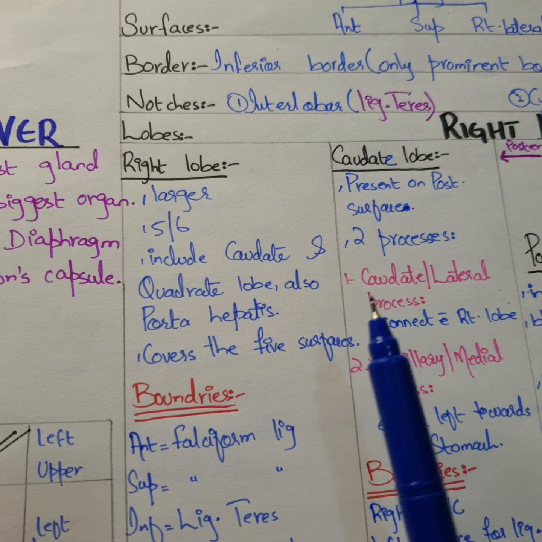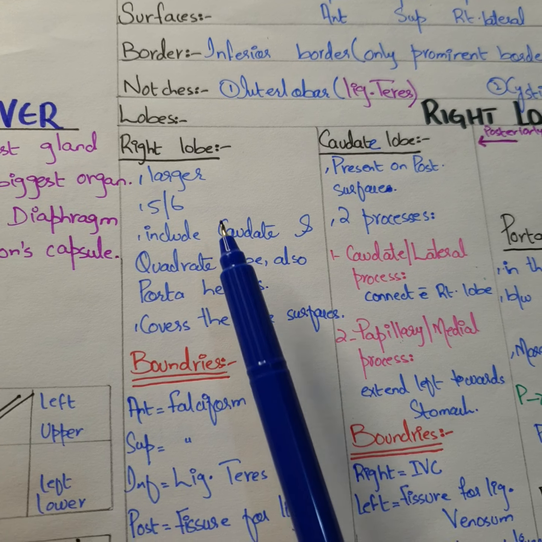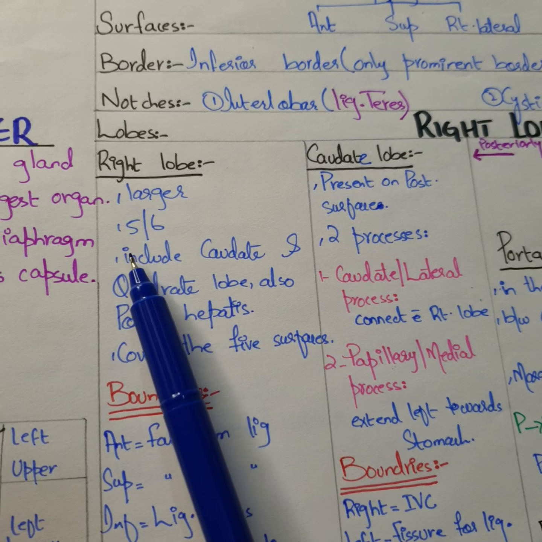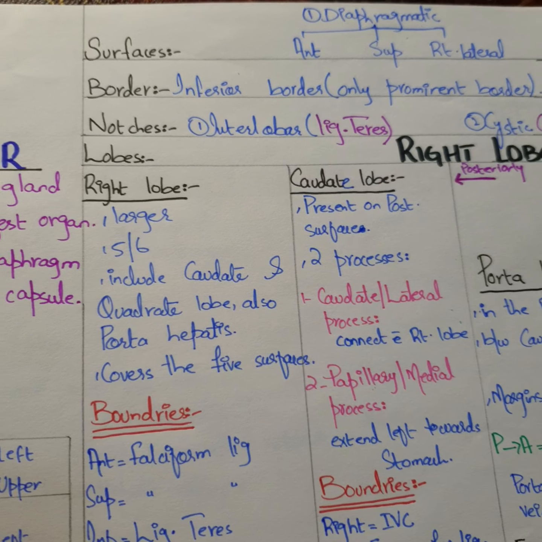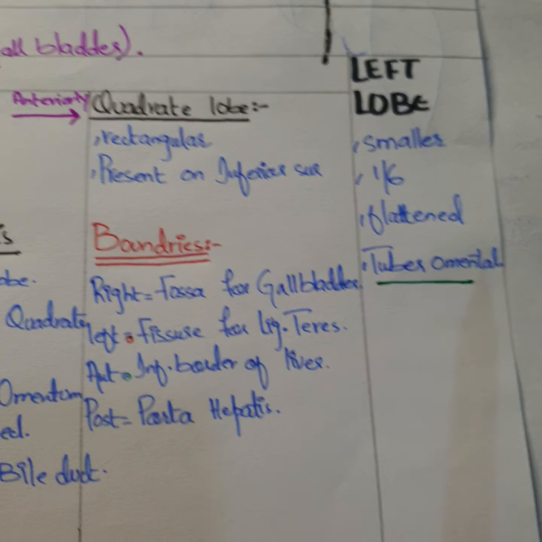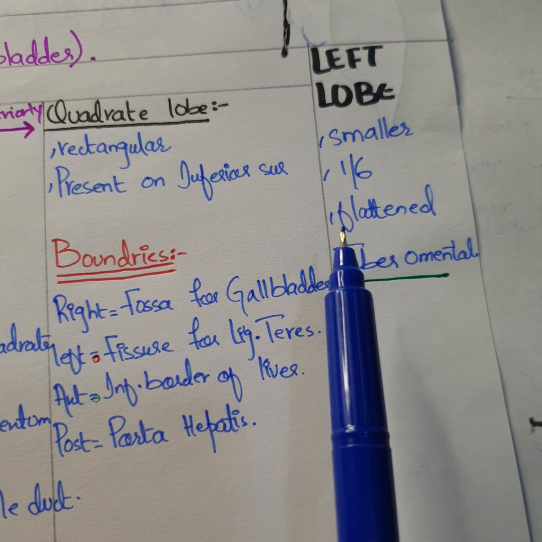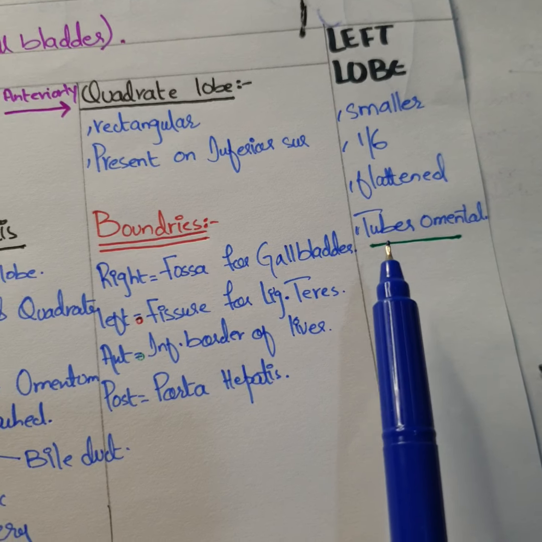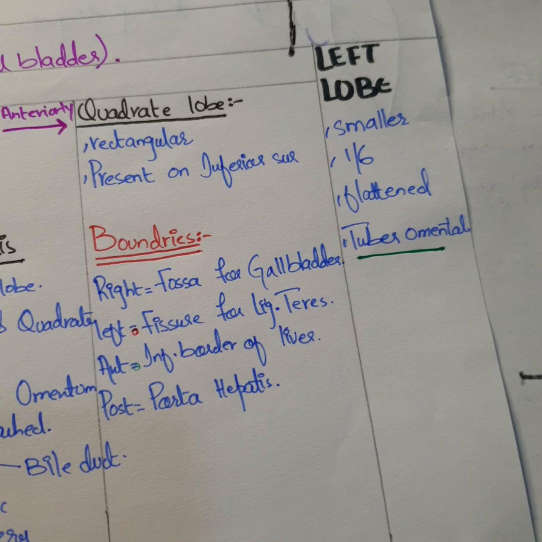The 5 surfaces of the liver are also covered by the right lobe because it covers 5/6 of the liver, so it is very large. Talking about the left lobe, it is smaller, making only 1/6 of the liver. It is flattened and it has a rounded elevation, also called the omental tuberosity.